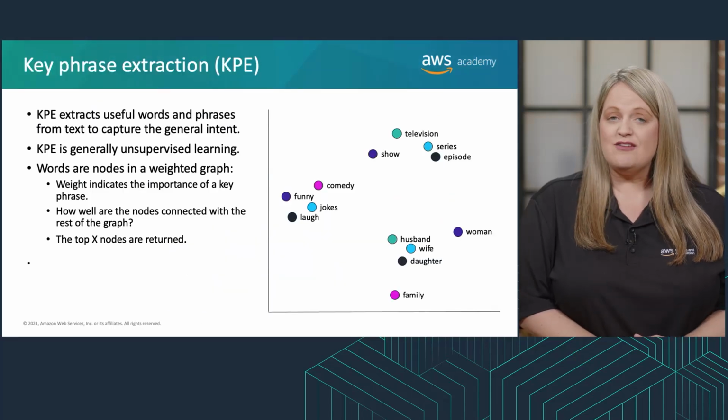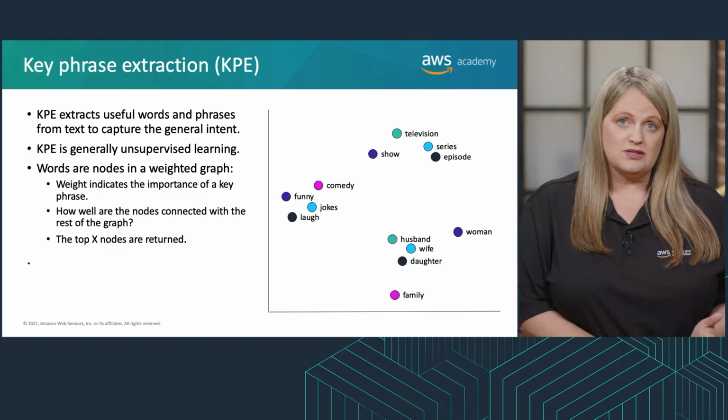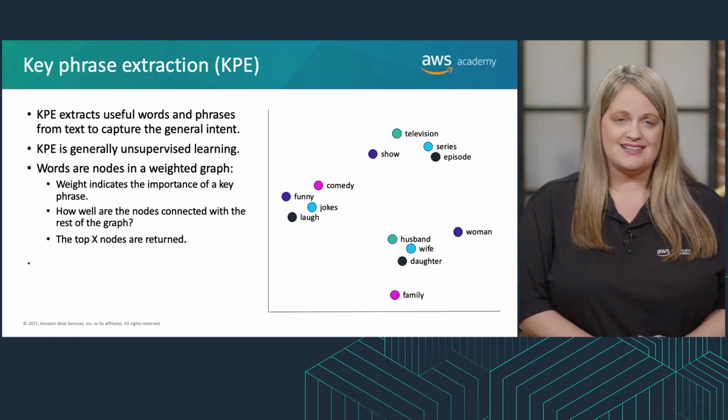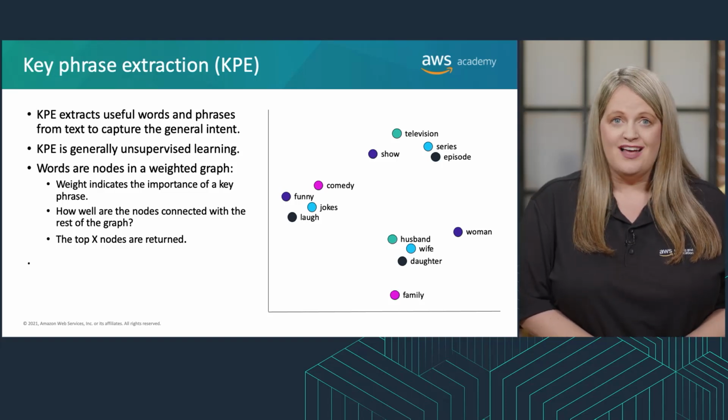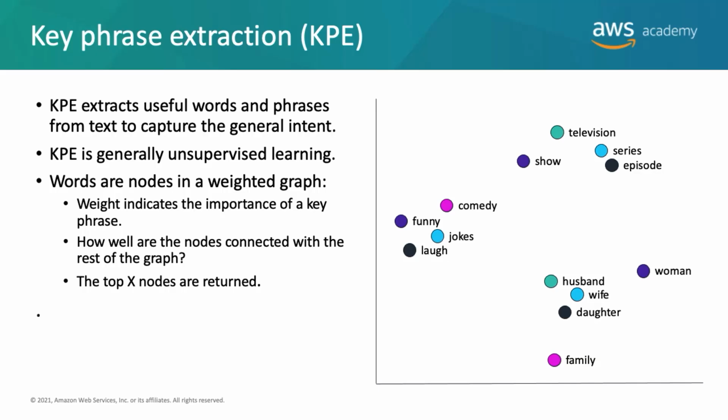We will start with key phrase extraction, or KPE. KPE extracts useful words and phrases from text. These phrases capture the general intent of the text. KPE is generally an unsupervised machine learning problem. A few algorithms can do KPE. The general approach is to organize the words or phrases into a weighted graph, where the weight indicates the importance of the key phrase. Nodes that are more connected with the rest of the graph are more important. Typically, the top nodes are returned, for example, the top 10 nodes.